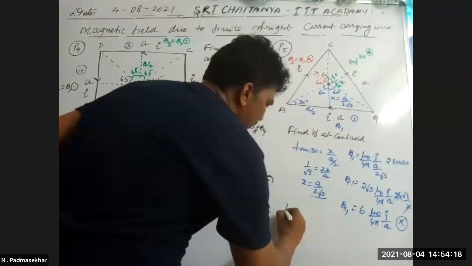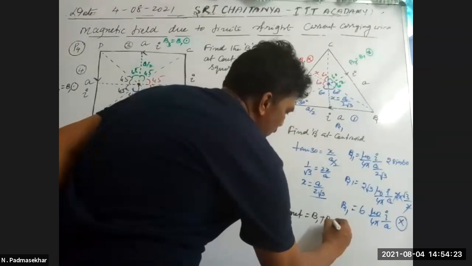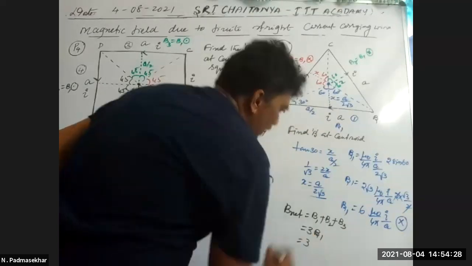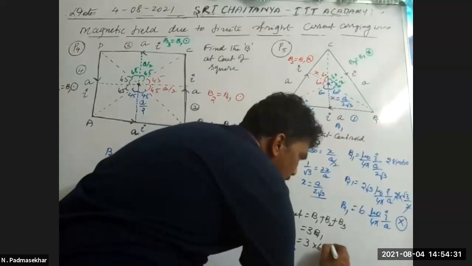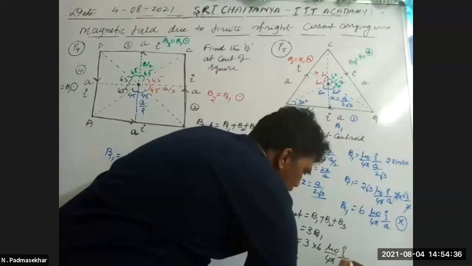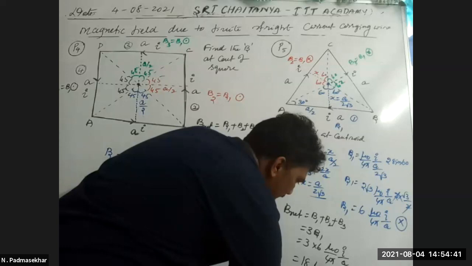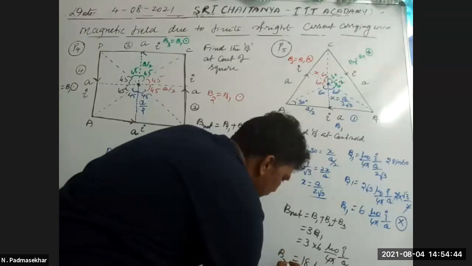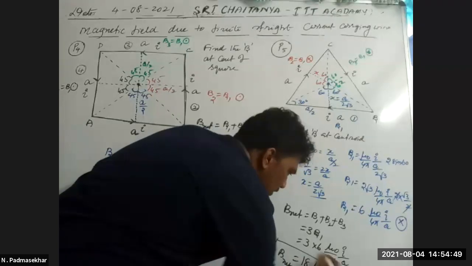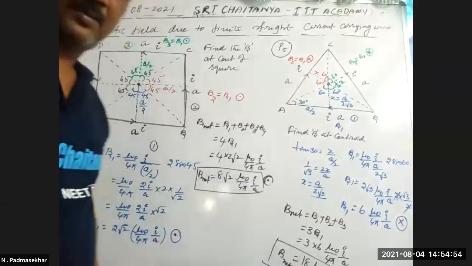So what is the net magnetic field? B net is equal to B1 plus B2 plus B3. So this is equal to 3B1. So 3B1 is equal to 6 into mu naught by 4 pi I by a. So this is equal to 18 into mu naught by 4 pi I by a, which is B net. B net is equal to this one and the direction is inwards.